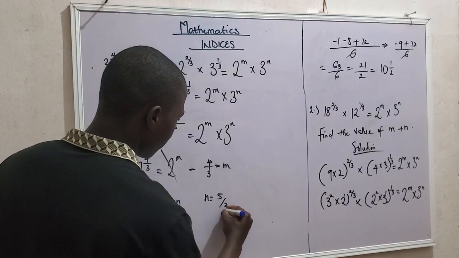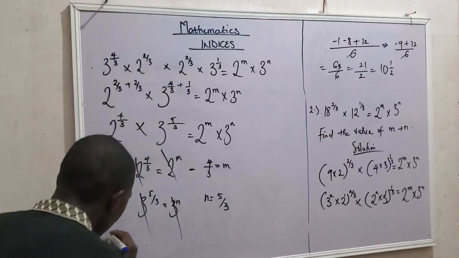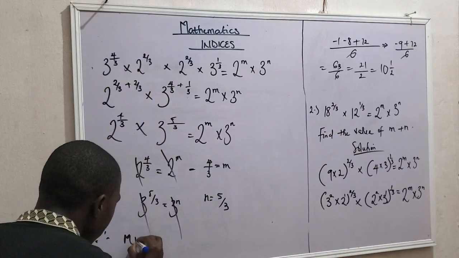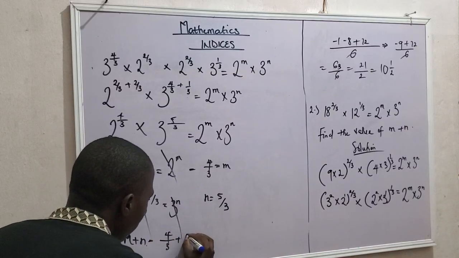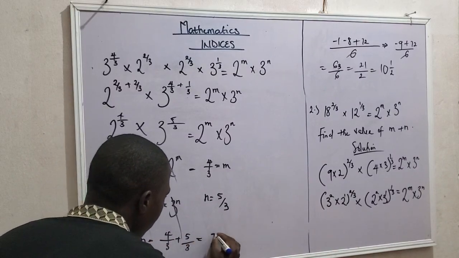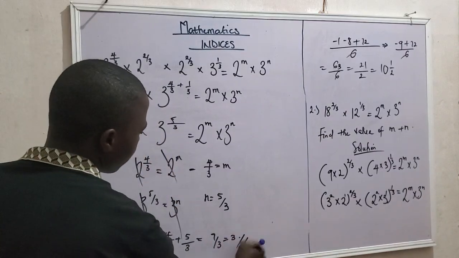And the question says you find the value of m plus n. So m plus n will then be equal to 4 over 3 plus 5 over 3. This becomes 9 over 3, which is equal to 3. So that is the answer.